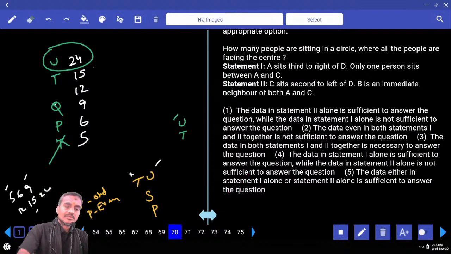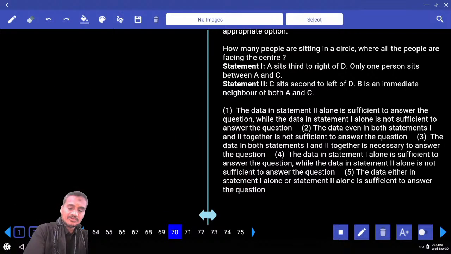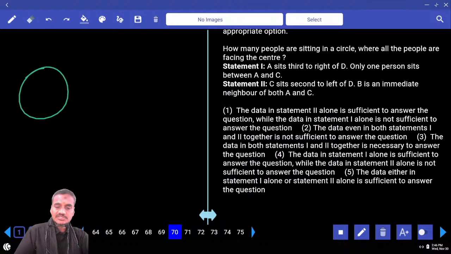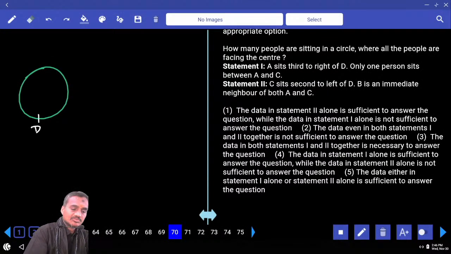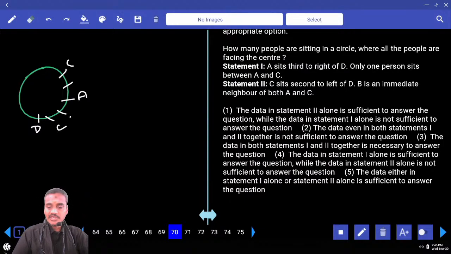Now how many people are sitting around this circular table? How to identify this? All the persons are facing towards the center. A is third to the right of D. If you have D at this place, A is here. Only one person between A and C. And C can be either here or here, so there are two possibilities. Hence with the help of this one, we cannot determine the number of persons.